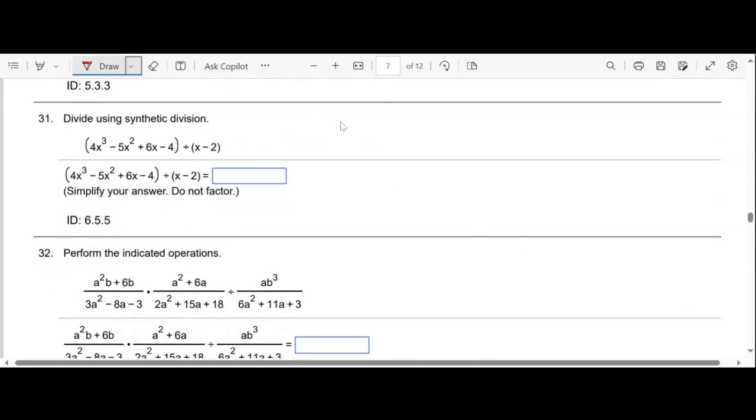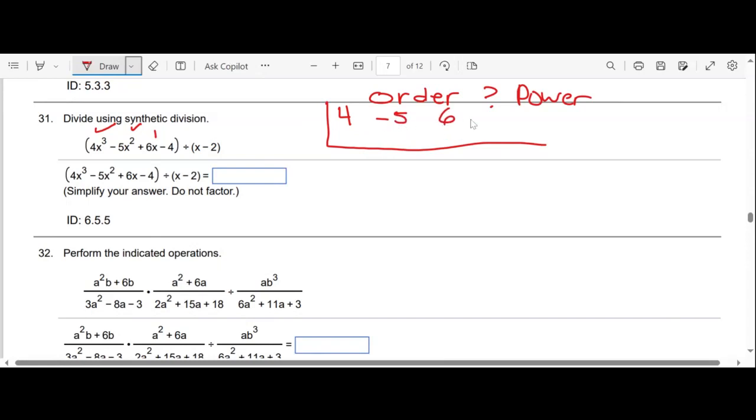Divide by synthetic division. Do you remember synthetic division? Yes. Now, first, you have to ask yourself, is this in order? Order according to the power. You have to put it in power order: x to the 3, 2, 1, and here is 0. So you put the numbers here: 4, 2, negative 5, 6. X minus 4, and here x minus 2. What does x minus 2 mean? It means you're going to divide by 2, because x equals 2. Now, what's the first step?